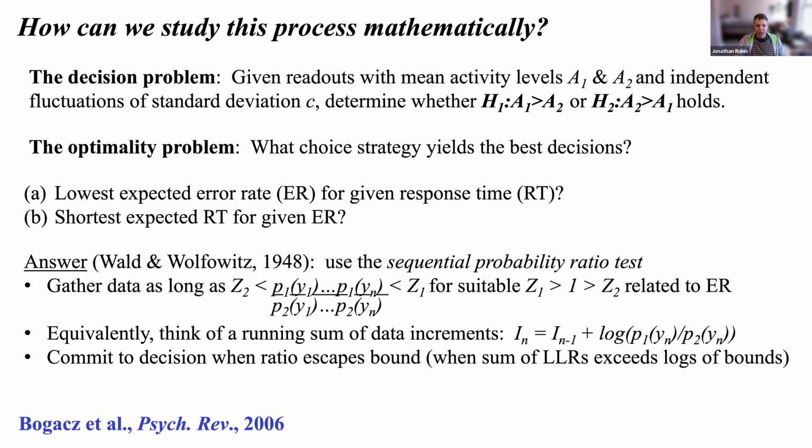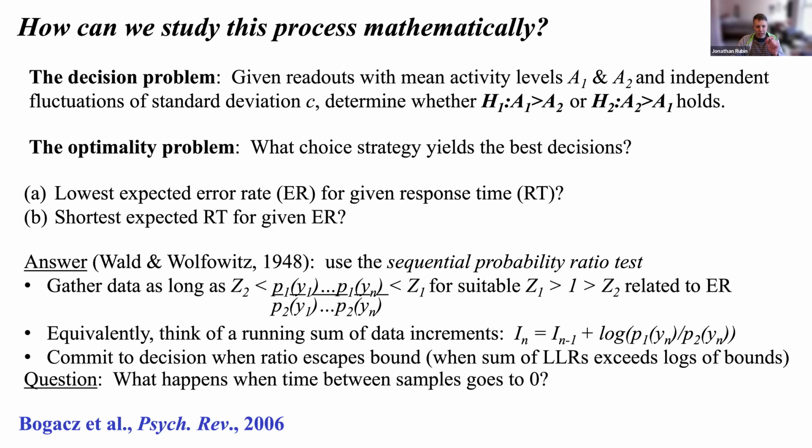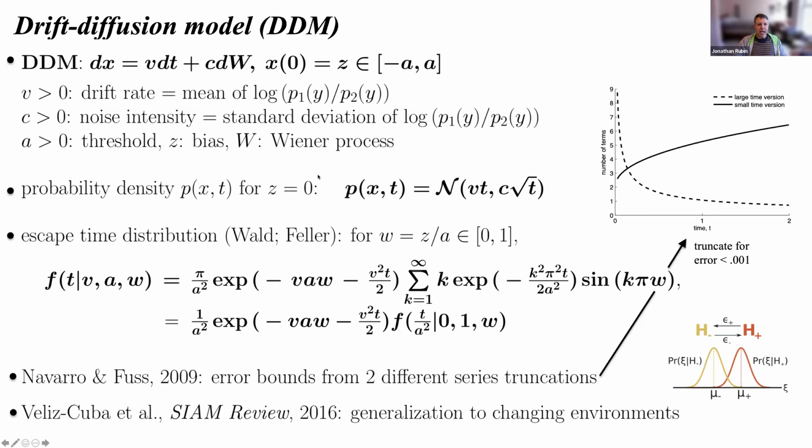And it turns out that when you take the time between these samples to 0, taking a limit as the discrete time steps go to 0, this exactly corresponds to what's known as the drift diffusion model. This is a really nice, simple stochastic decision-making model. You can see it represented as a stochastic ODE here.